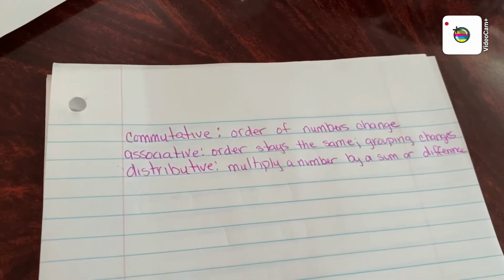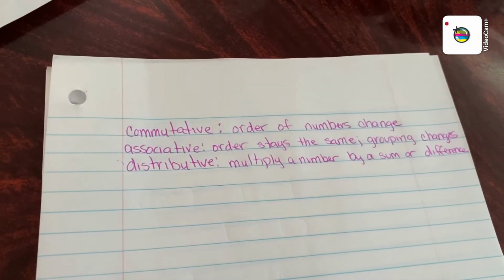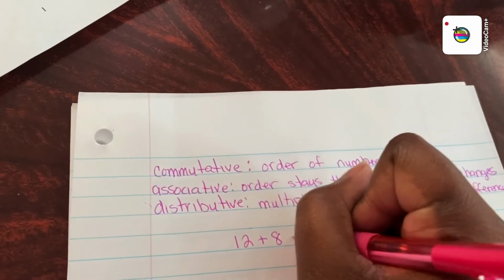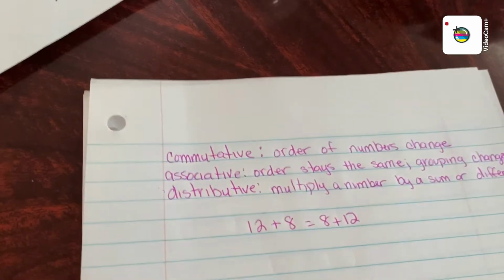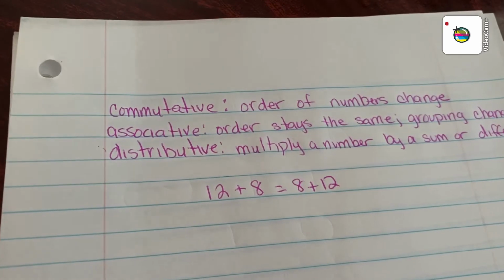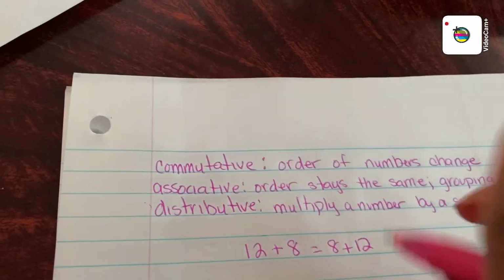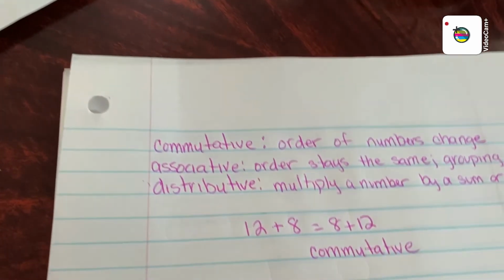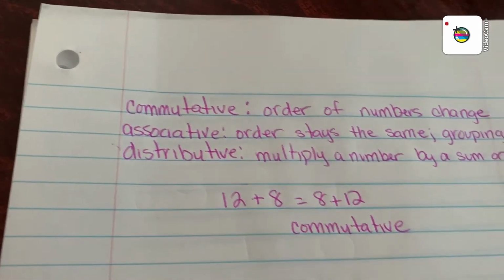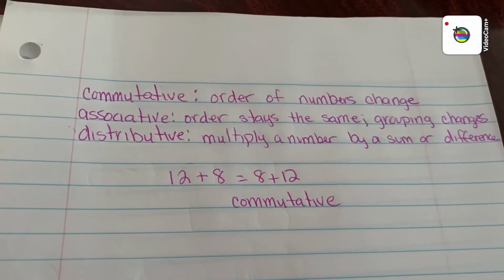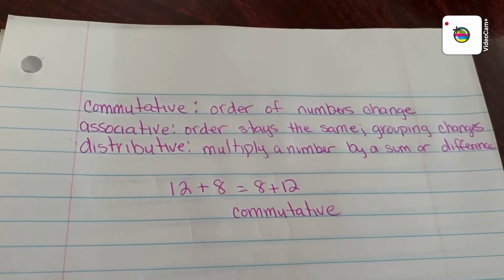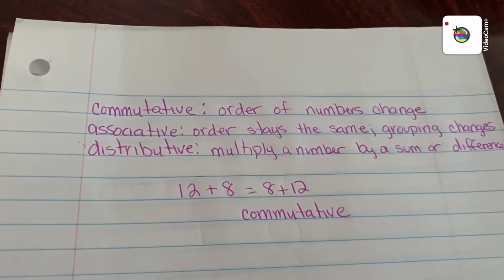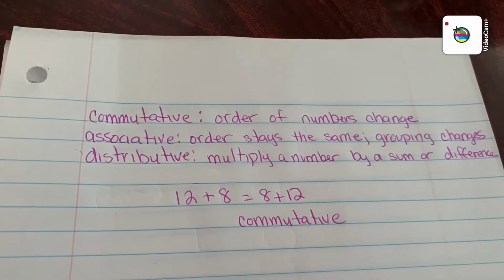Okay. So for your review, we are given 12 plus 8 equals 8 plus 12. So do you see, this one would be commutative, because the order of the numbers changed. There was no grouping that changed, only the order. So we go from 12 plus 8, and then it's equal to 8 plus 12, but the sum remains the same. So that's the commutative property.